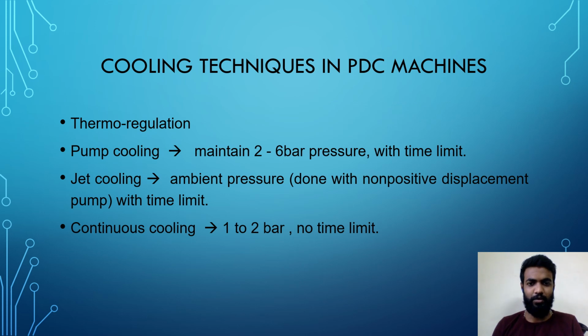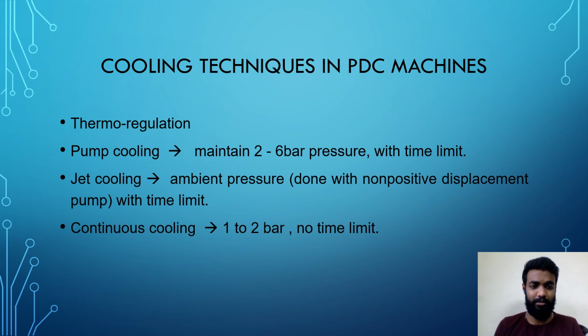Now let's discuss the cooling techniques in PDC machine. In pressure die casting, the die temperature should be maintained around 100 degrees Celsius for instant solidification. Since the solidification time in the PDC process is around 10 seconds, these cooling techniques are used to maintain the die temperature. First is thermoregulation, where water or oil at ambient pressure and temperature is allowed to pass through the coolant valves, and the next comes the pump cooling, where they use a positive displacement pump in order to maintain 2 to 6 bar pressure, and it has some time limit.